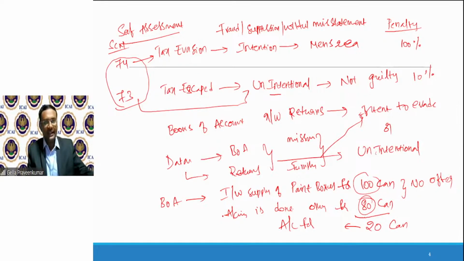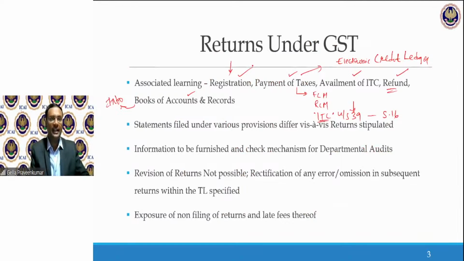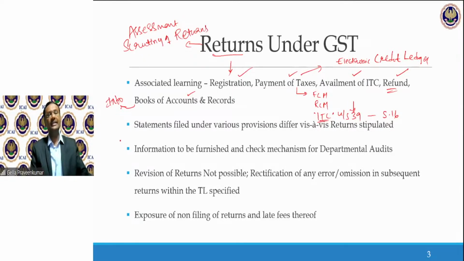Now, these are the connected provisions where we study something called returns. Based on these returns filed, assessment takes place. Assessment, where they say scrutiny of returns filed, where they say you as a registered person have an intent to evade, or intent not to evade.